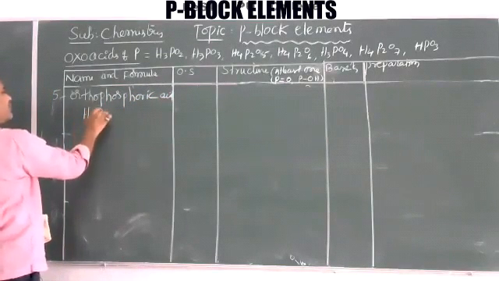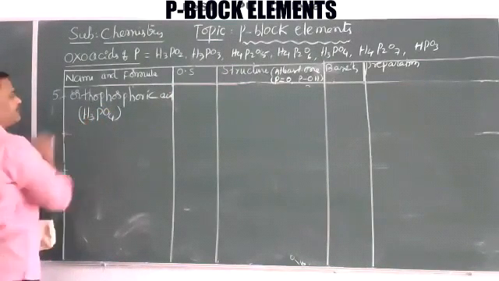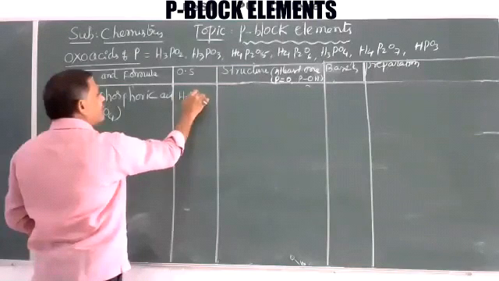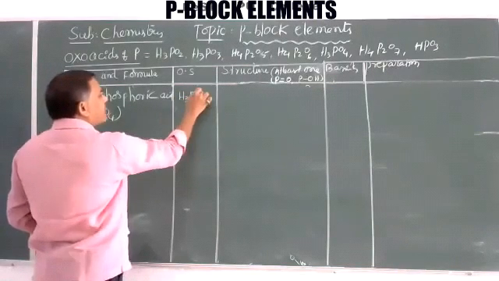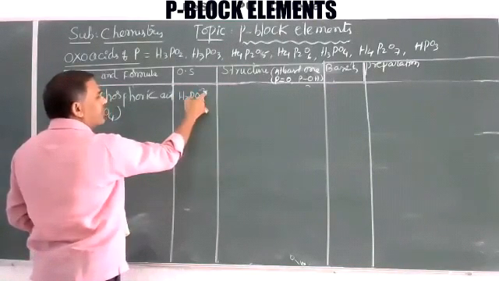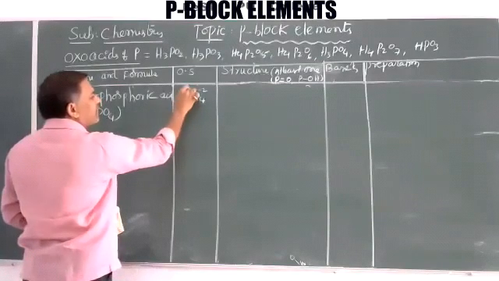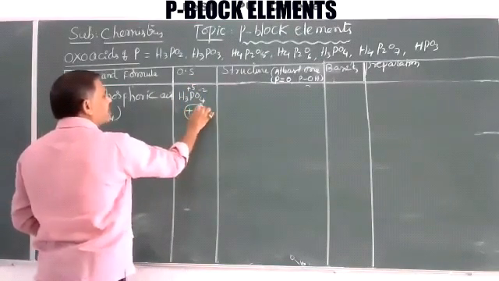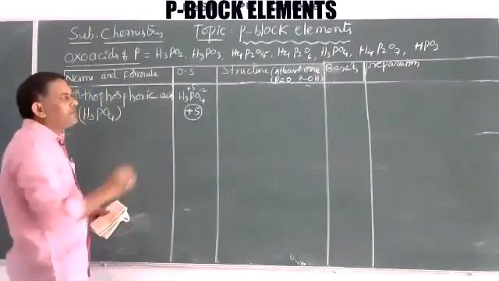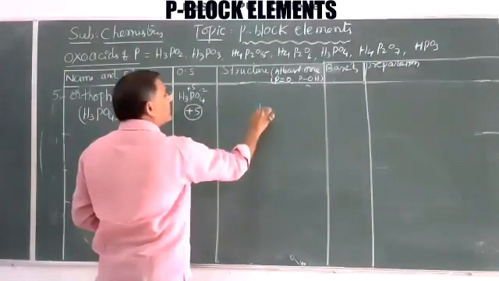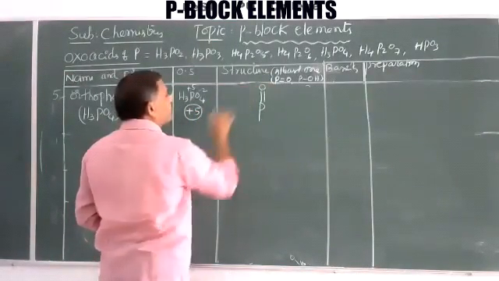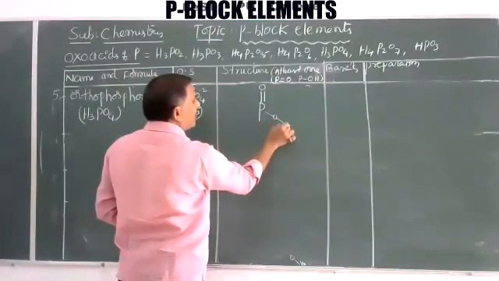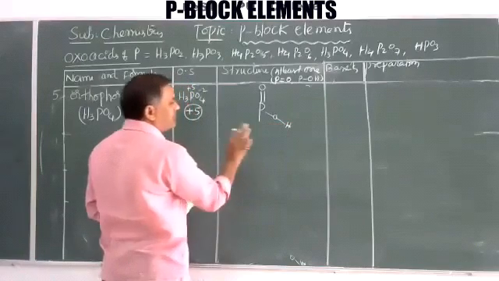Orthophosphoric acid, H3PO4 it is. For its oxidation state, oxygen is minus 2 into 4, minus 8. Already hydrogen is plus 3, so phosphorus is plus 5. So the oxidation state is plus 5. There is a condition: around phosphorus there should be a phosphorus and oxygen double bond, and one phosphorus and hydroxy group.